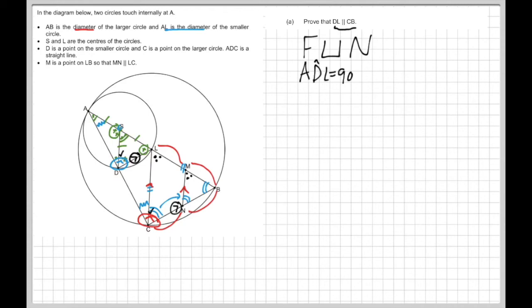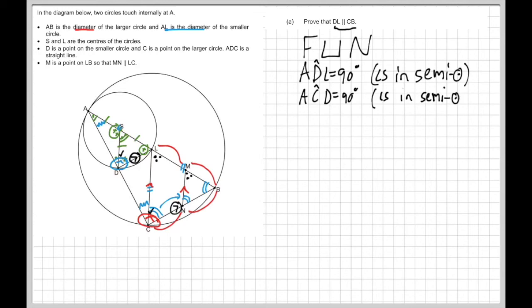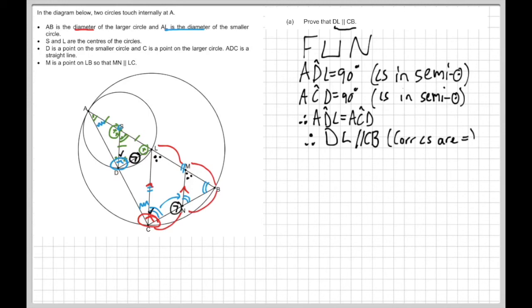Now I know that angle ADL is 90 degrees because of angles in a semicircle. And I know that ACD is 90 degrees for the same reason. And therefore, ADL is equal to ACD, and therefore DL is parallel to CB because the corresponding angles are equal. Please make sure that your reasons are 100% correct. Okay?